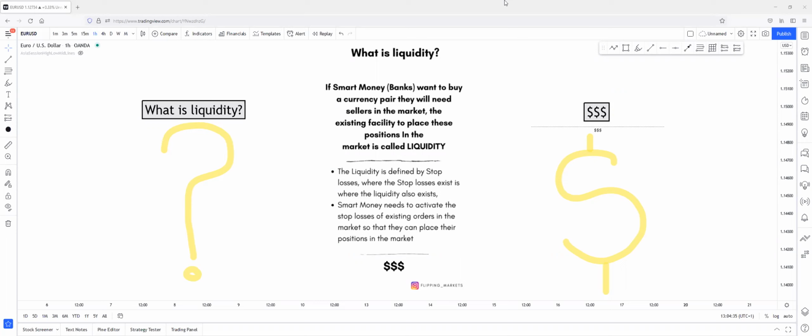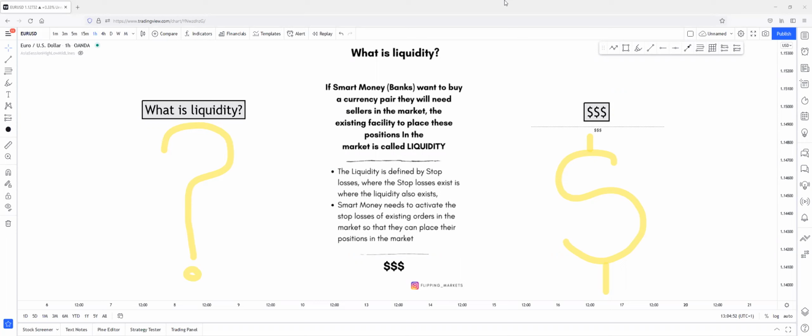In this unit, we will talk about what liquidity is and how we can actually use it. Okay, let's see the definition first. If smart money or banks want to buy a currency pair, they will need sellers in the market. The existing facility to place these positions in the market is called liquidity.